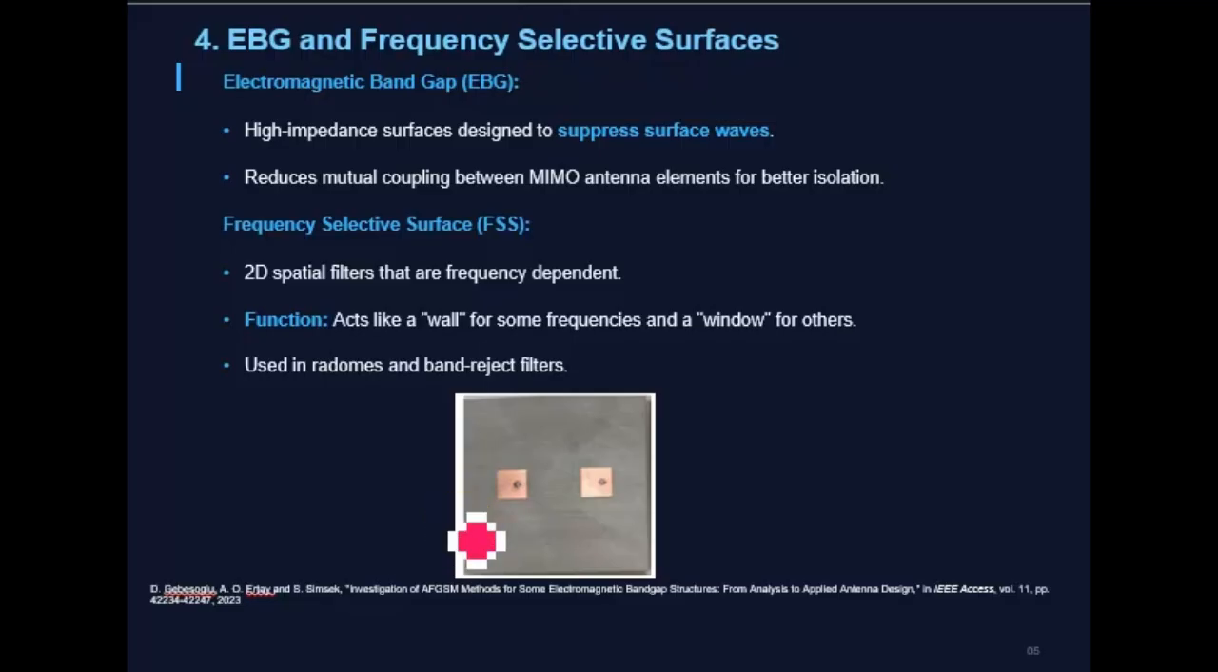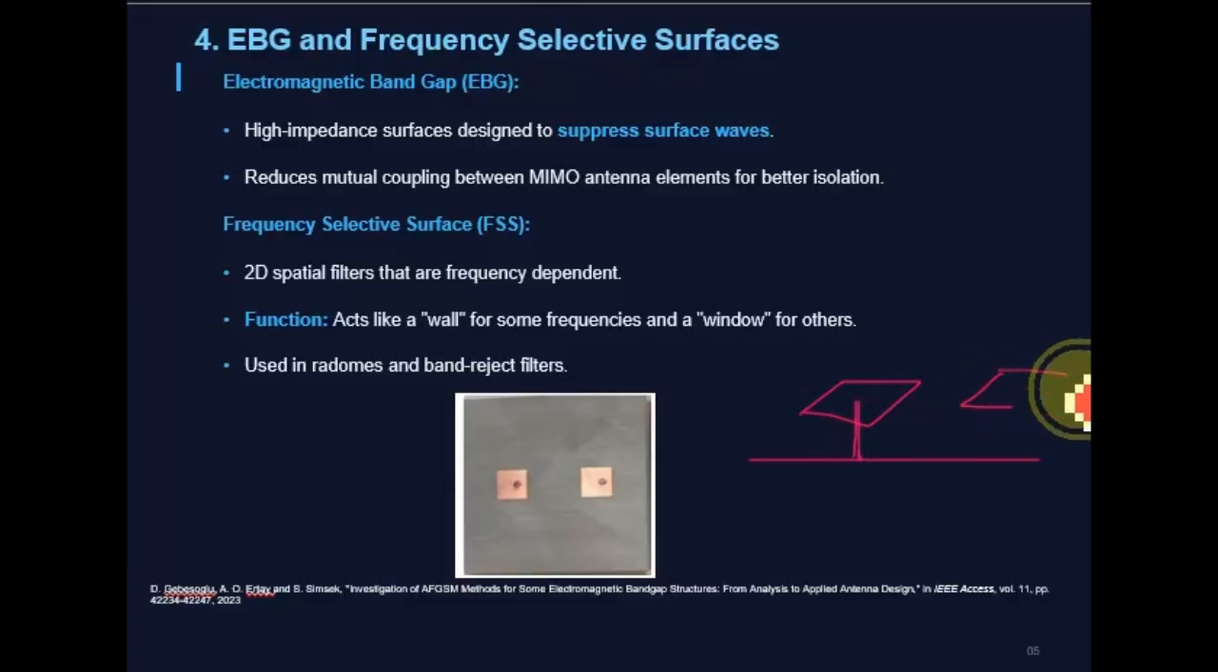So they have the property of isolation, they reduce the mutual coupling between antenna elements, increase the antenna gain, and prevent power leakage into the substrate. So in this structure you can see there is a microstrip patch and a ground surface, and there is a via. This dot shows a via which shorts the patch and ground. This is also a conducting wire.